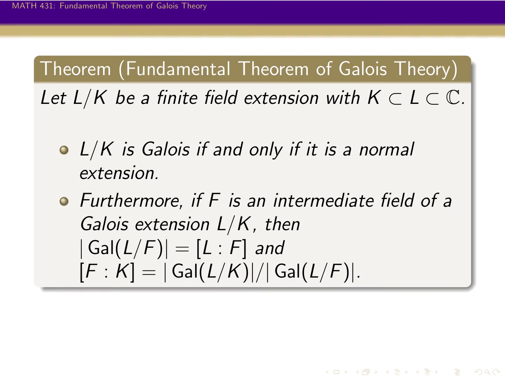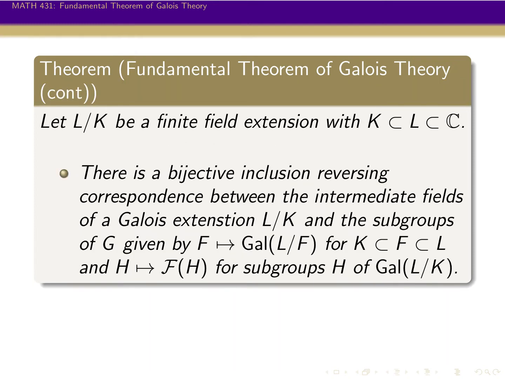Furthermore, if you take an intermediate field F between K and L, then the order of the Galois group of L over F is going to equal the degree of the extension of L over F, and the degree of F over K is going to equal the order of the Galois group of L over K divided by the order of the Galois group of L over F. Okay, and so this tells us exactly the size of both the Galois groups based on the degree of these extensions. So now we get to what is called the Galois correspondence.